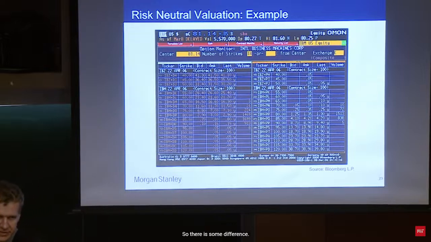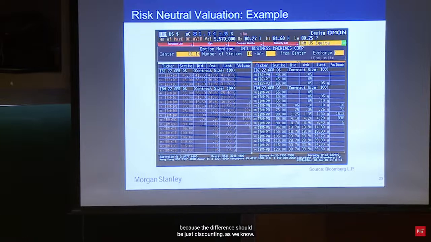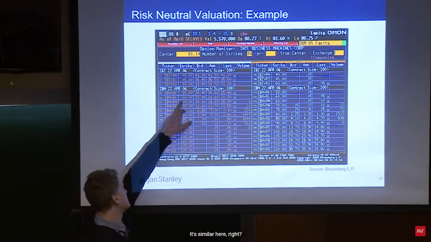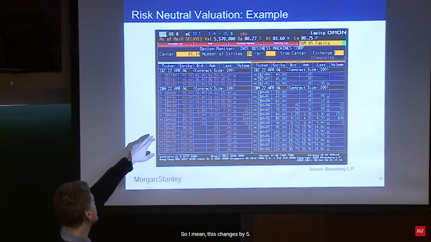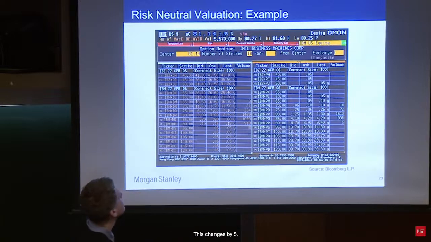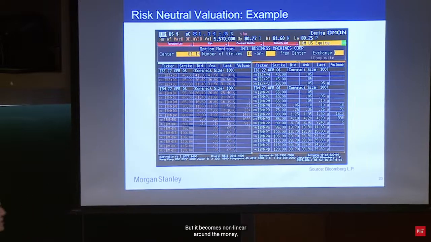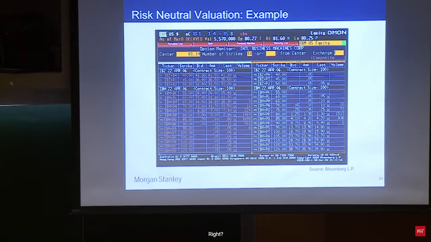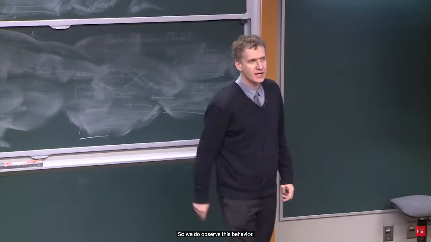So there is some difference, but here it's a bit small because the difference should be just discounting, as we know, right? But these are pretty short-dated options, probably a month long, so there is not much discounting. So it becomes pretty parallel. It's similar here, right? I mean, this changes by 5, this changes by 5. It's pretty linear, but it becomes nonlinear around the money, around the current stock price, right? So we do observe this behavior.